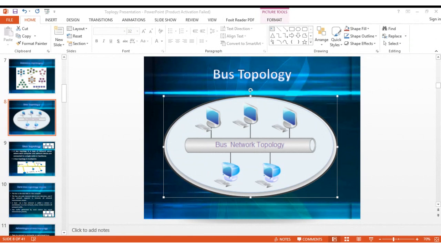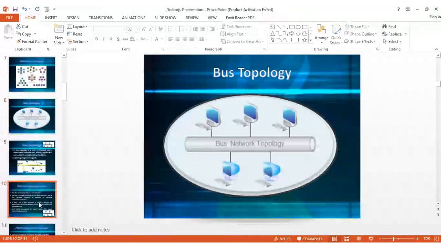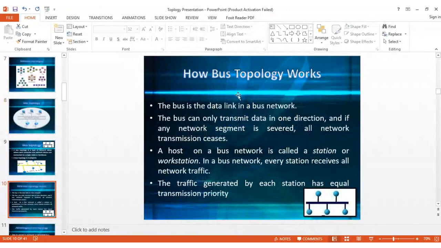So what are the advantages of having the bus topology? Maybe you have this information on how it works. The bus is the data link of the bus network. We have the host, or the workstation. The workstation is the computer that is able to send information to all other computers in the network. It is the host, and sometimes we call it a station.